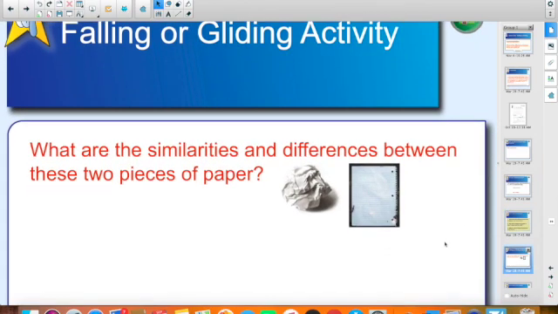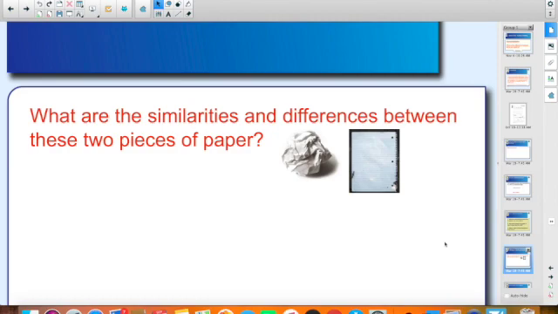A couple things, and this gets into what we're going to do today. We're going to start talking about what are the similarities and differences of these two pieces of paper. So these two pictures right here, I want you to be thinking about when we get into this experiment and today's exit ticket. What are the similarities and differences? So what's the same about them and what's different?